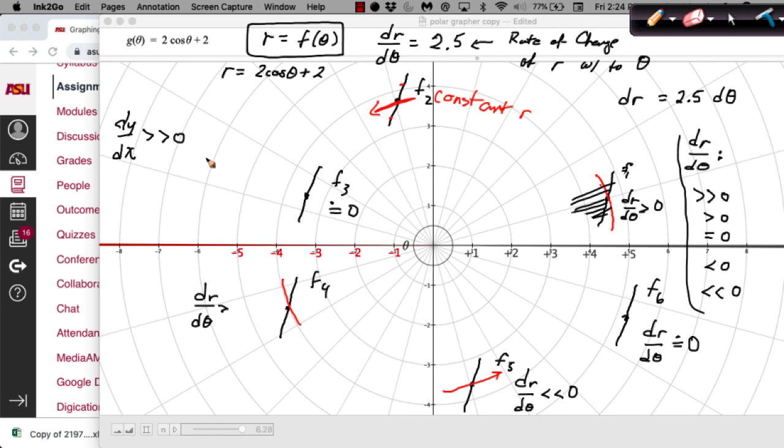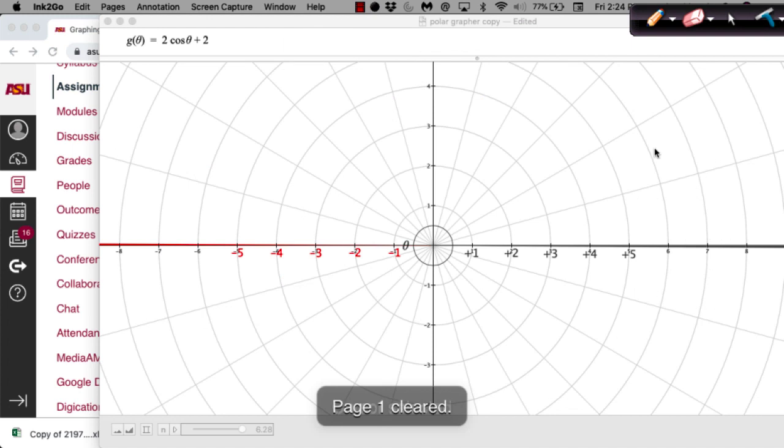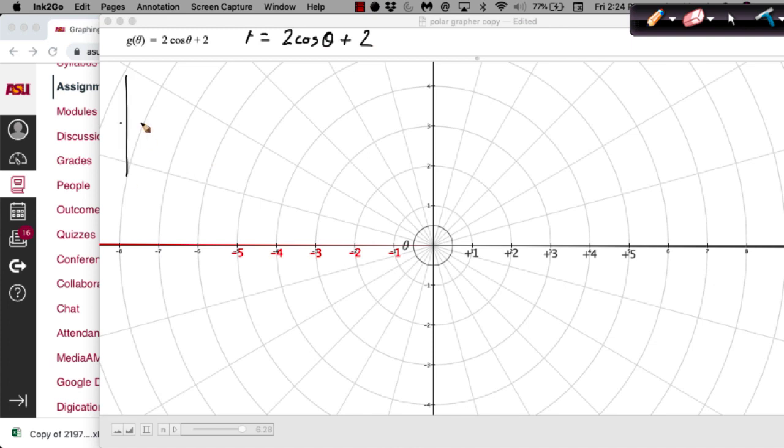Okay, so let's work on this one here. How about r equals 2 cosine theta plus 2? So can we sketch that in rectangular coordinates and polar coordinates? What's the period? 2 pi. Right, we just have theta, so its period's 2 pi. What's our midline? Midline is 2, max at 4, min at 0.